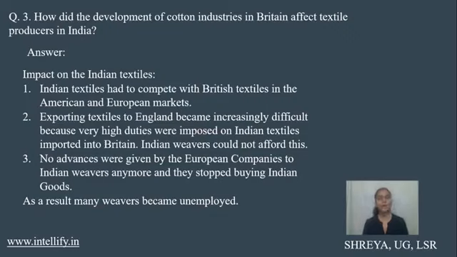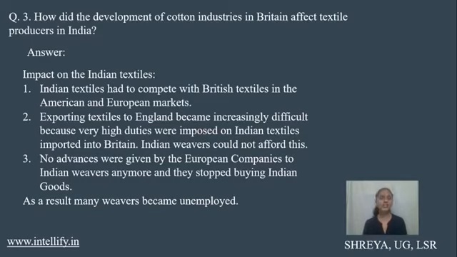Why was this happening? Because the British textile industry was expanding, it was increasing its production, and it was maintaining its hold over markets. Because of this, Indian textile found it very hard to compete. Second, exporting textile to England became increasingly difficult because very high duties were imposed on Indian textile imported into Britain. Indian weavers could not afford these very high duties, so it almost became impossible for them to export Indian textile to different countries like Britain and others.